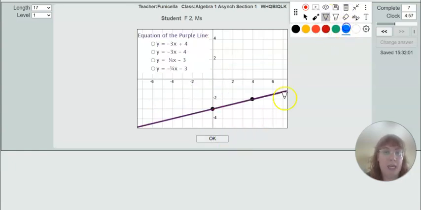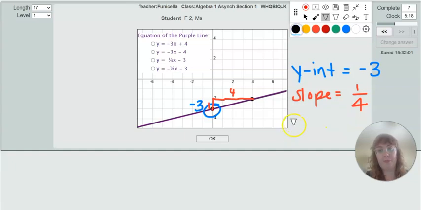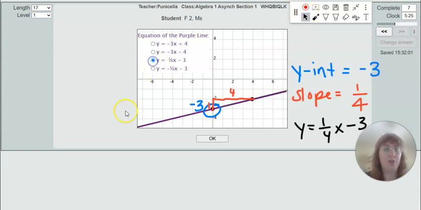Equation of the purple line here. Our y-intercept is at -3. And our slope is going up 1 over 4. Rise over run, so our slope is 1/4. So we have y equals 1/4 x minus 3, which is right there, option 3. Go ahead and click that and then hit OK.